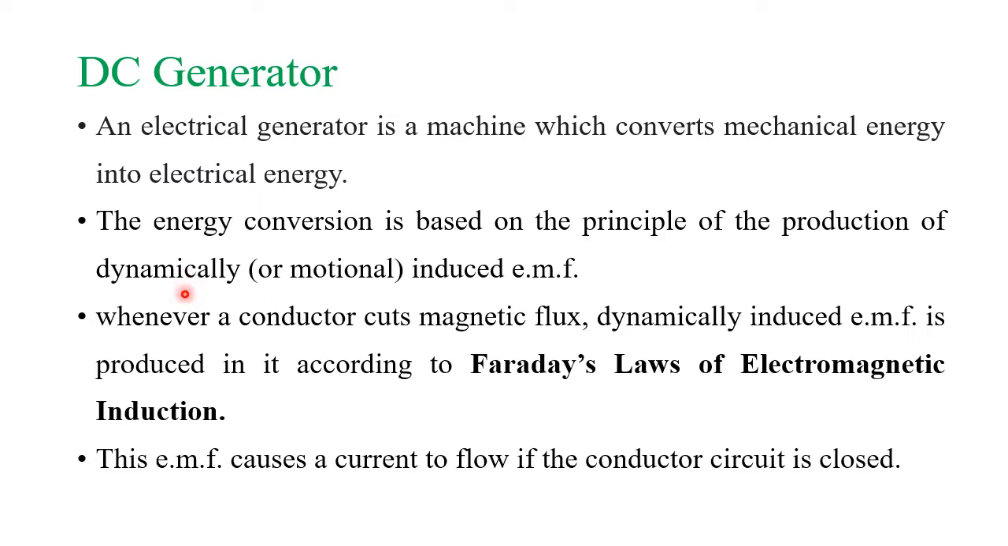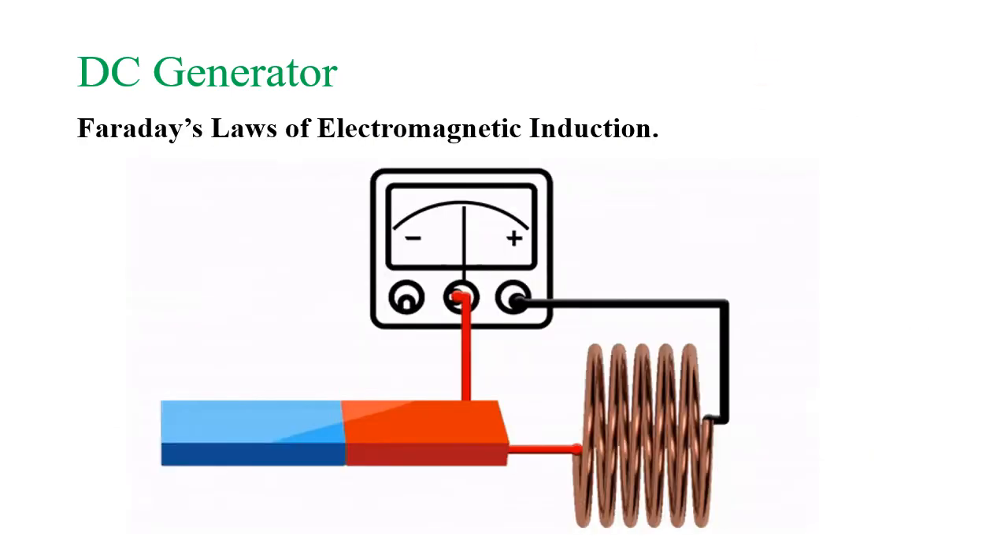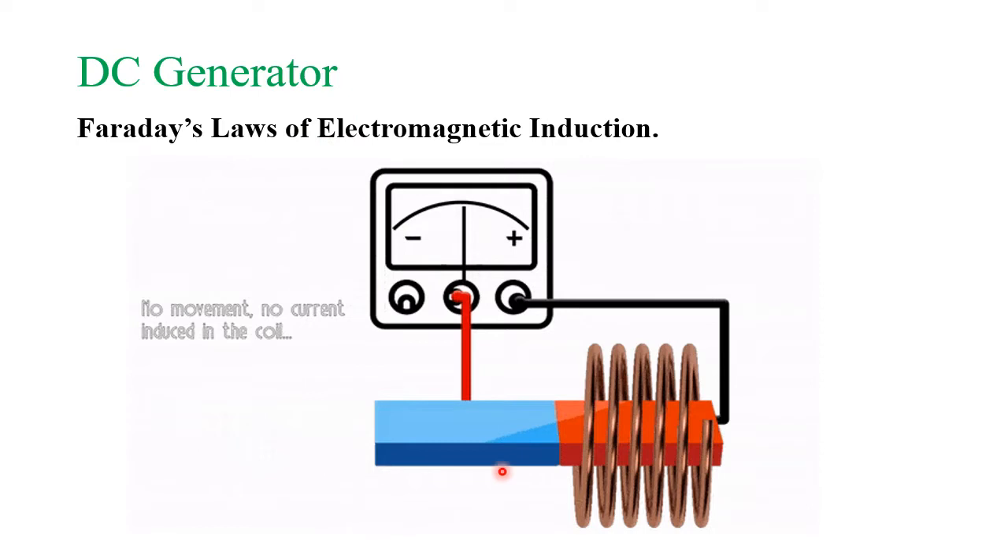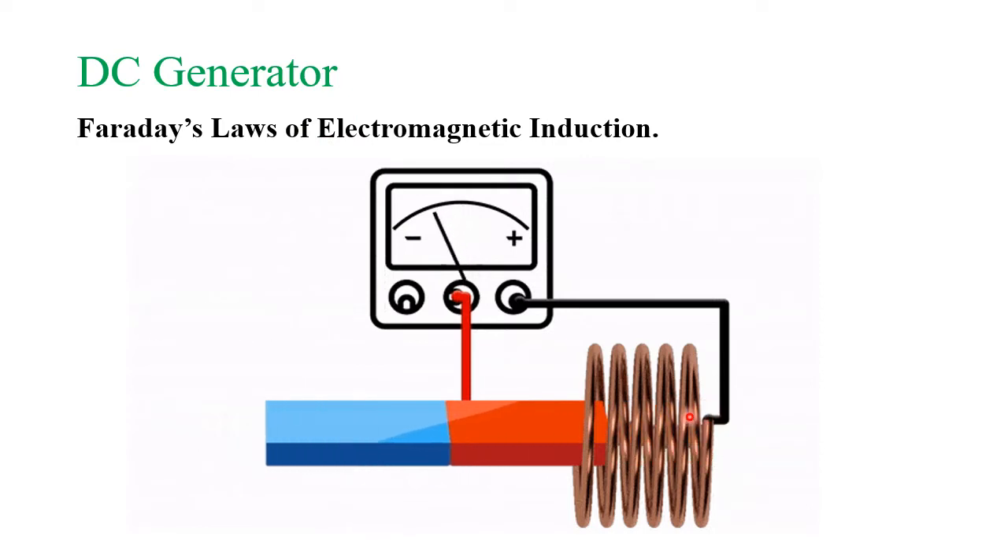It states that whenever a conductor cuts a magnetic flux, a dynamically induced EMF is produced. Based on that principle, the DC generator operates. This EMF causes a current to flow if the circuit is closed. This is an animation showing the working principle. According to Faraday's law, when a conductor cuts the magnetic flux, an EMF is induced.